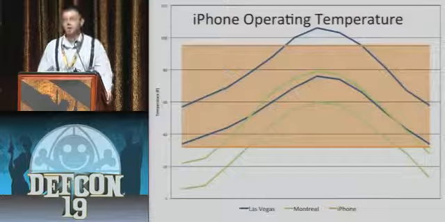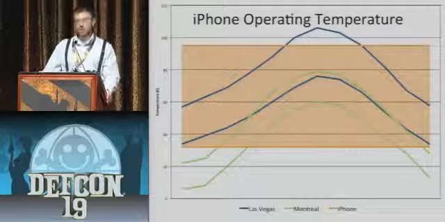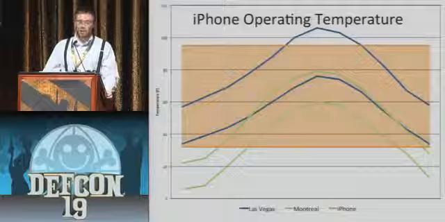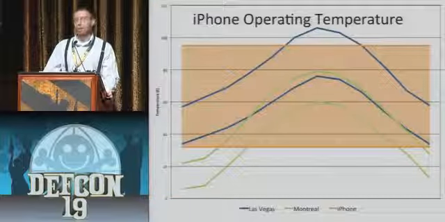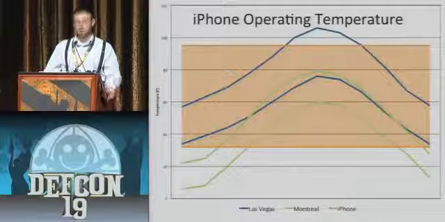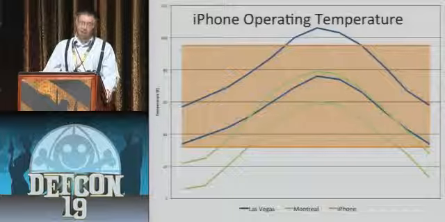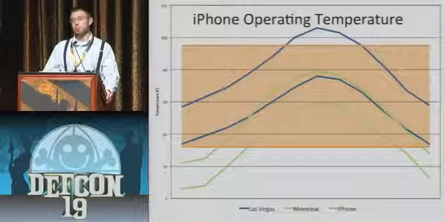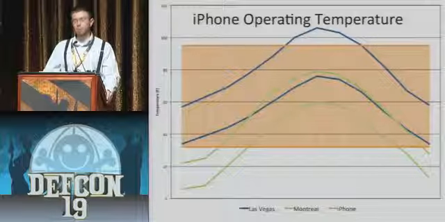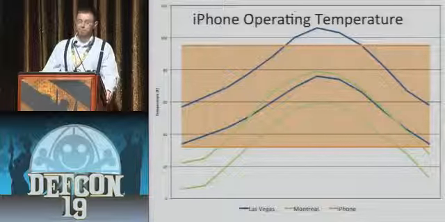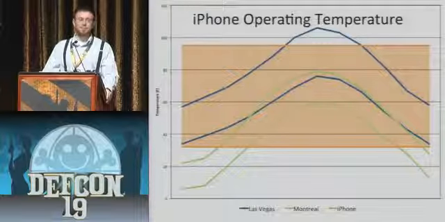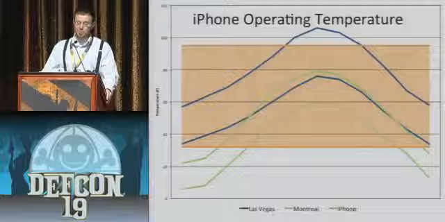So I've got a handy graph here for you guys. This is the iPhone operating temperature as taken from the Apple website, plotted against 2 climates in North America, one here in Las Vegas and one in Montreal, Canada. Right now, since it's August, we are at the top of that blue curve. If you notice, it's well above the maximum iPhone operating temperature of 95 degrees. If you've used your iPhone outside today, congratulations, you've been violating its operating requirements.